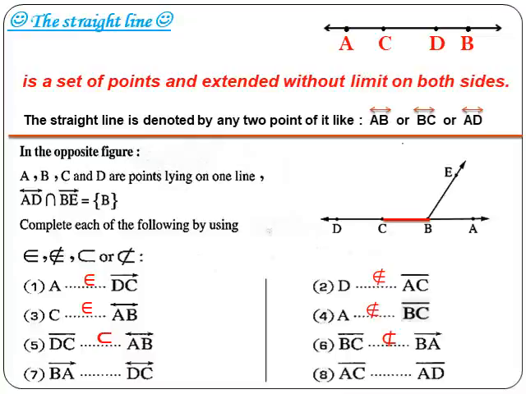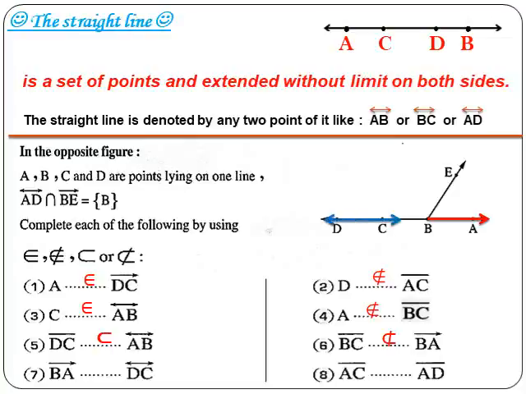Wonderful. What about BA ray and DC straight line? Number 7 here, BA ray. I will draw a ray starting from B in the direction of A, like that here. That's my ray here. What about the DC straight line? So that's my DC straight line.